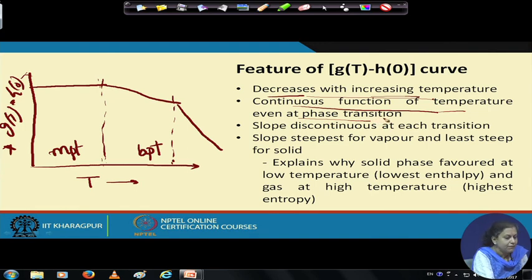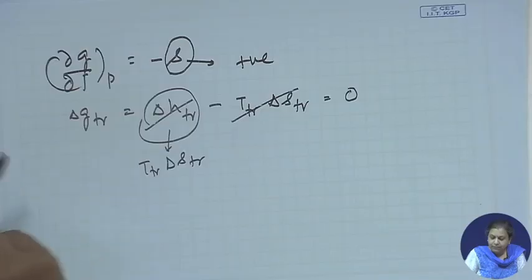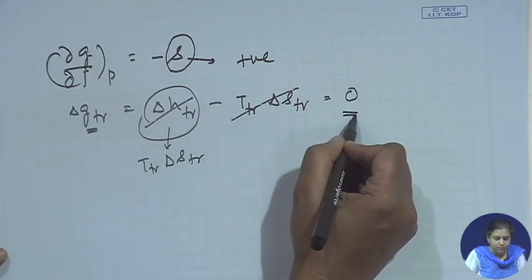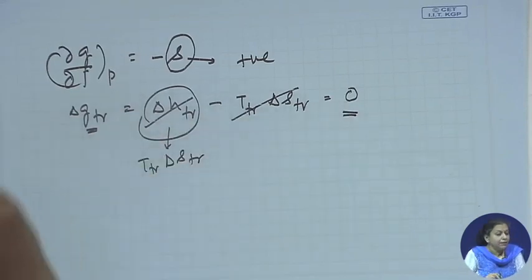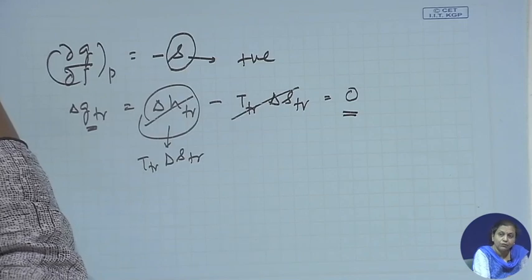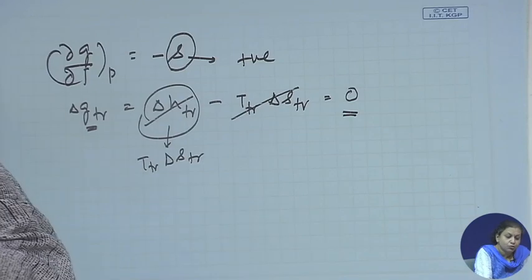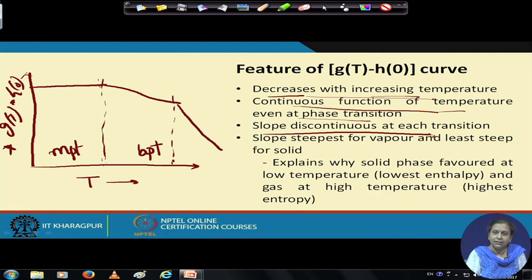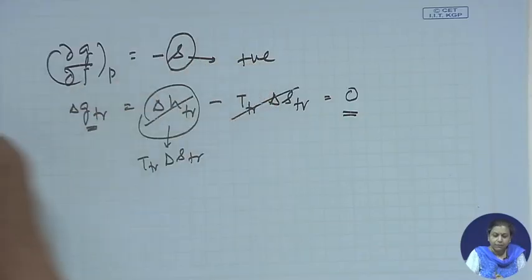and this signifies that at phase transition, when the two phases are in equilibrium, under that condition delta G transition equals 0. But even if it is a continuous function of temperature, we need to remember that the slope becomes discontinuous at each transition. Why? What is the slope? The slope is nothing but minus S.